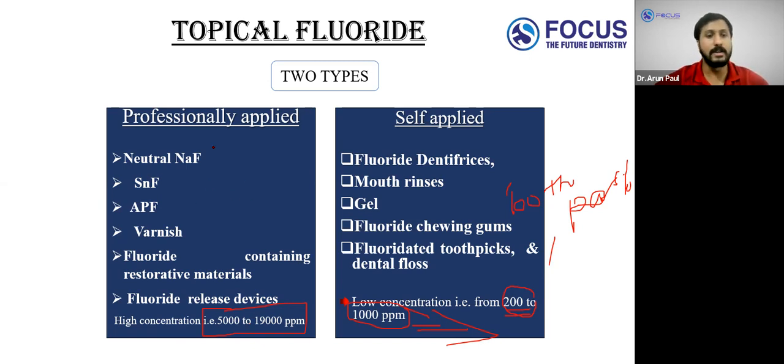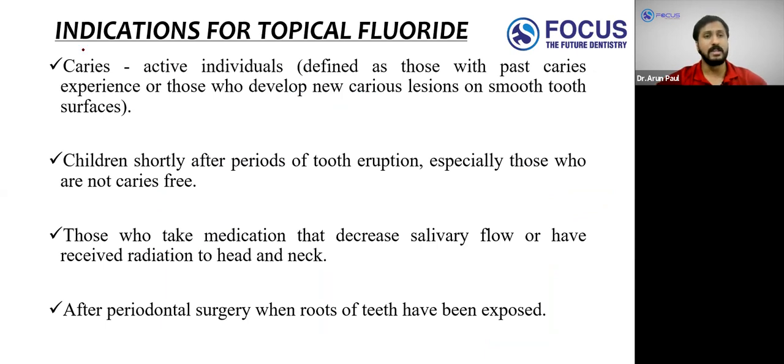Right? So today we'll be discussing the most important types of professionally applied fluoride, which are sodium fluoride, stannous fluoride, and APF. We won't be discussing everything because it's a huge section, so we'll just discuss the three most important types of fluorides. Let's see what the indications are. The most common indication, as we all are aware, is caries activity. The caries activity determines whether a topical fluoride or any preventive modality or technique has to be applied to a patient. So how do you identify whether an individual is caries active or not?